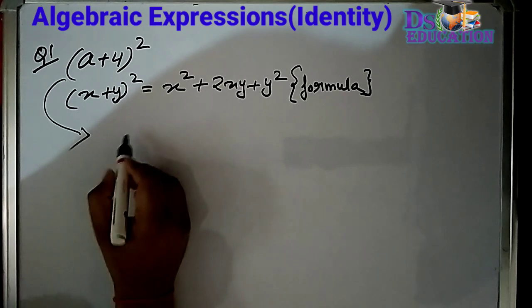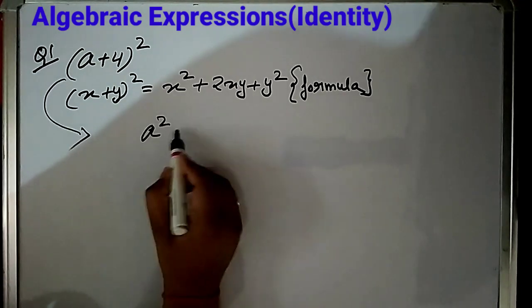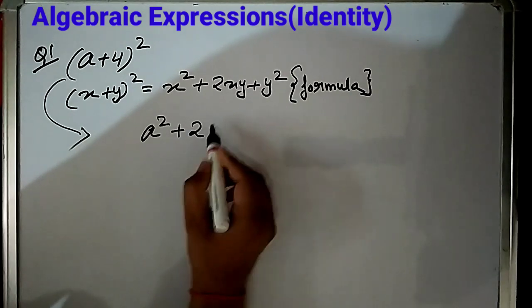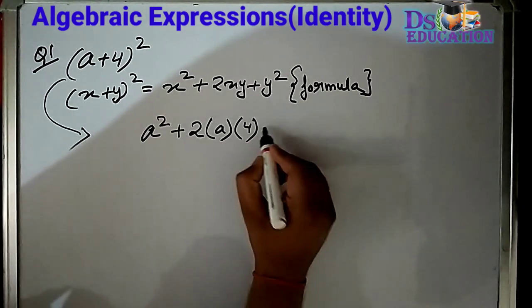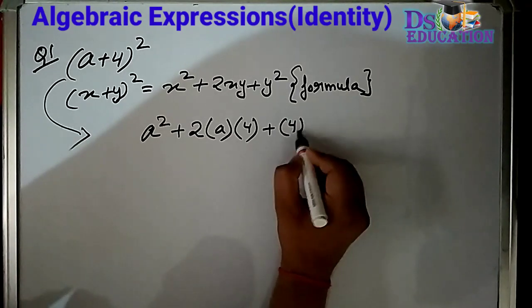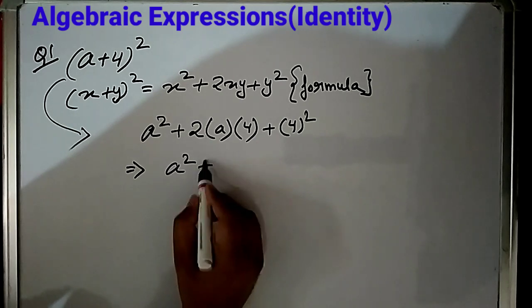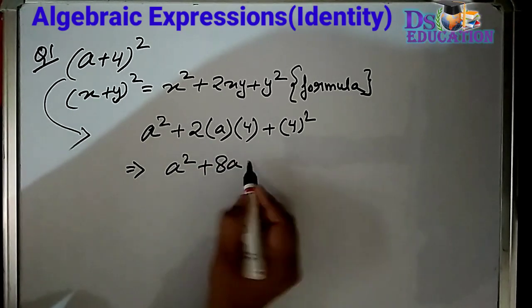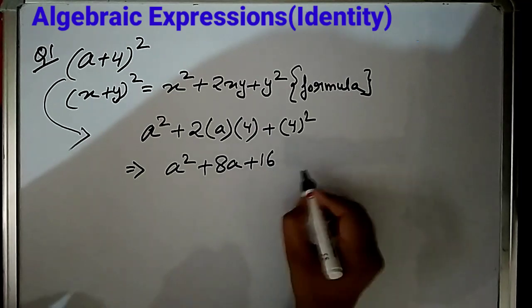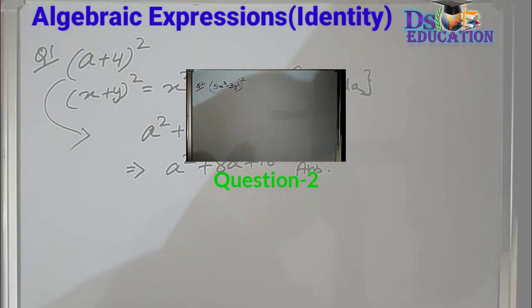So in place of x it is a square plus 2(a)(4) plus 4 whole square. It is equal to a square plus, over here, 8a plus 16. This is your answer. Alright, next question.